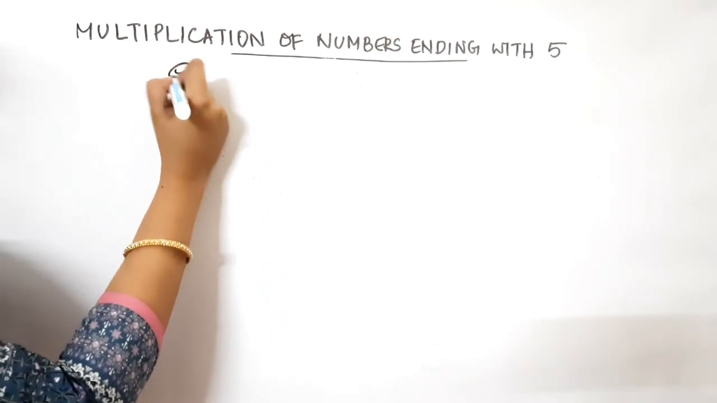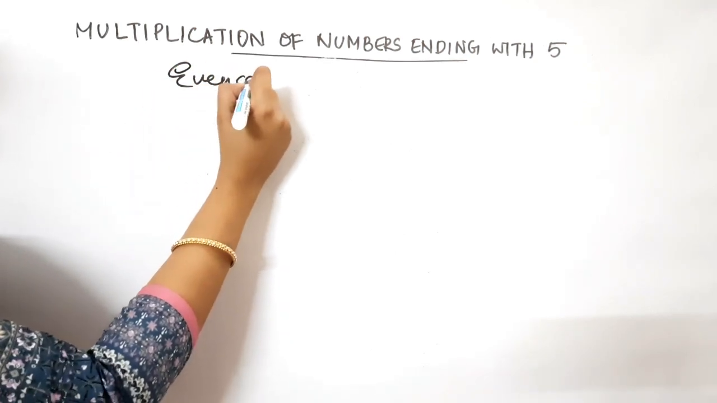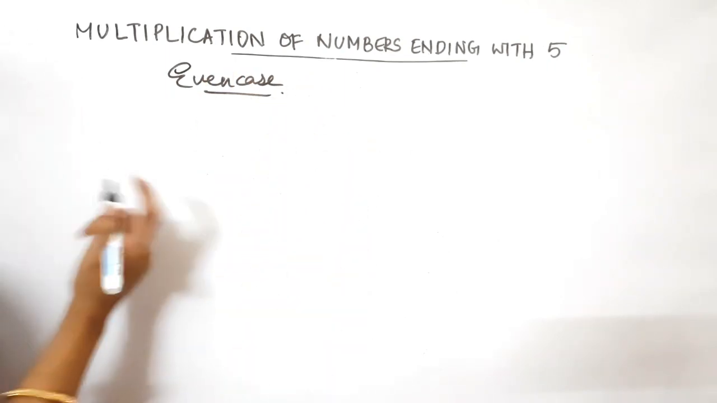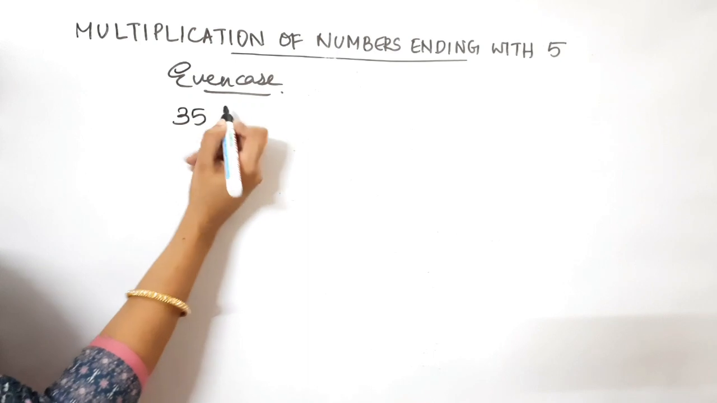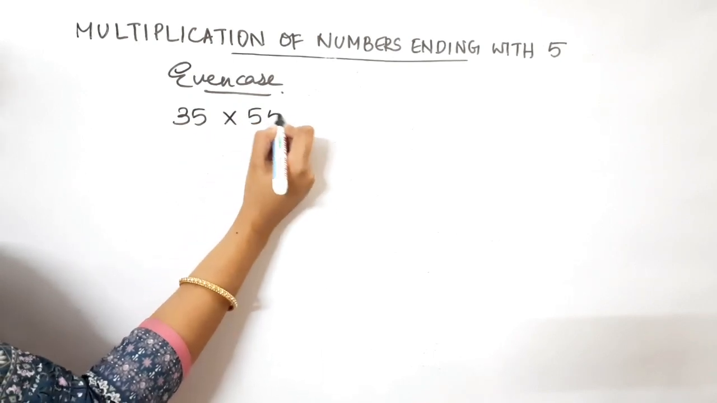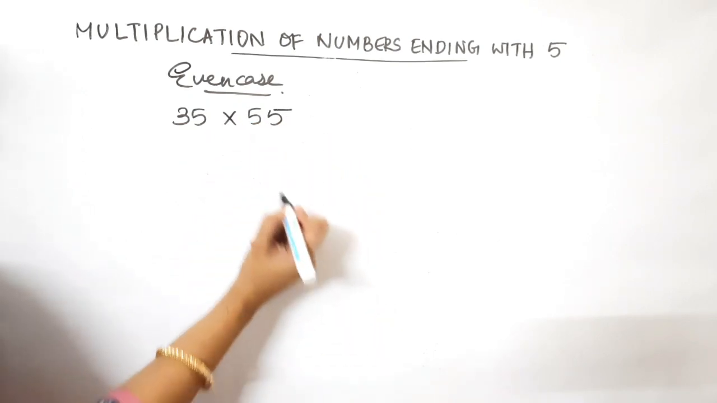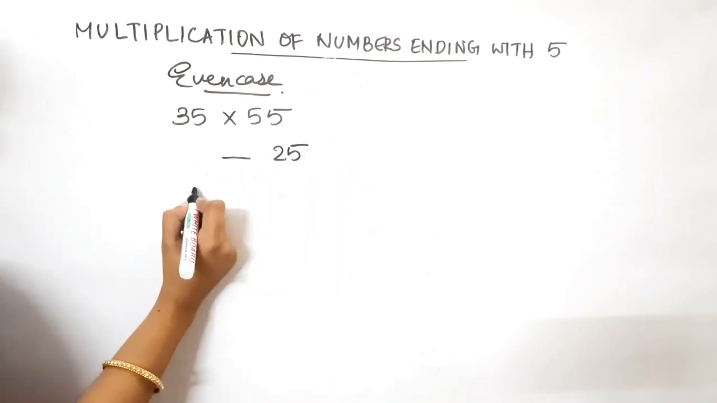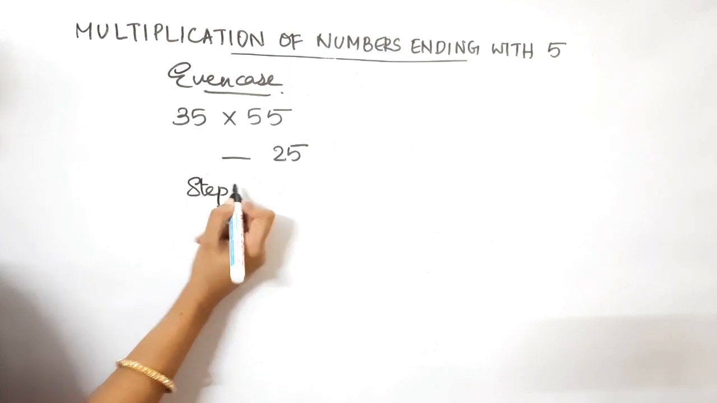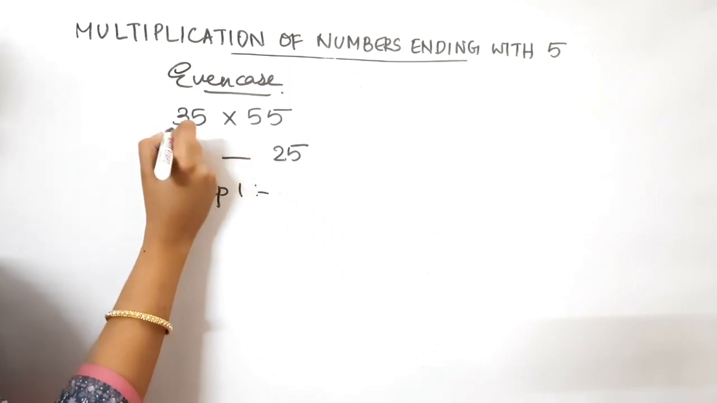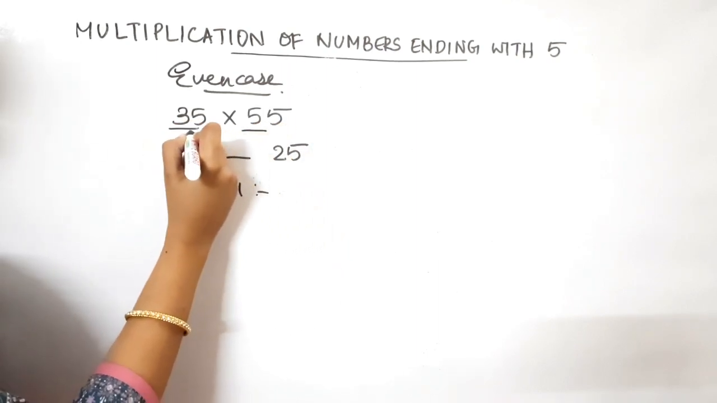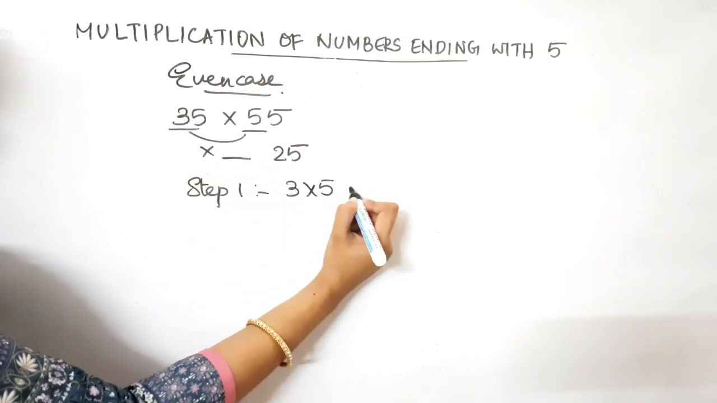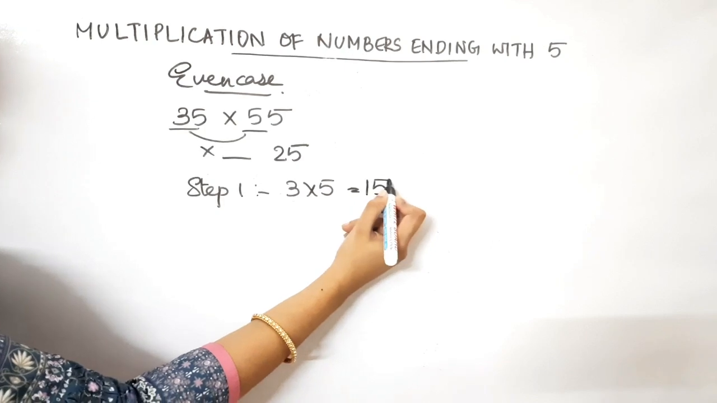Now let's see how to solve the problems coming under the even case. Let's take an example, 35 into 55. For all problems coming under the even case, the answer will end with 25. So in step 1, we need to multiply 3 and 5. 3 into 5 is equal to 15.